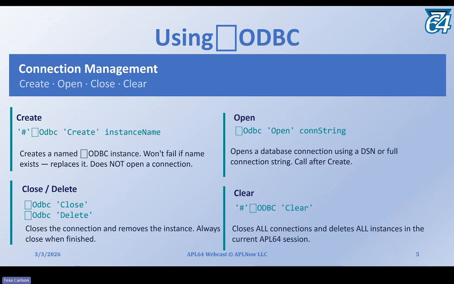The close action is performed on a Quad ODBC instance, and it will close an existing connection and delete the associated Quad ODBC instance. The last action type action is the clear action. It's very similar to close or delete actions, but instead of acting on a particular Quad ODBC instance, the clear action is performed on the Quad ODBC object.